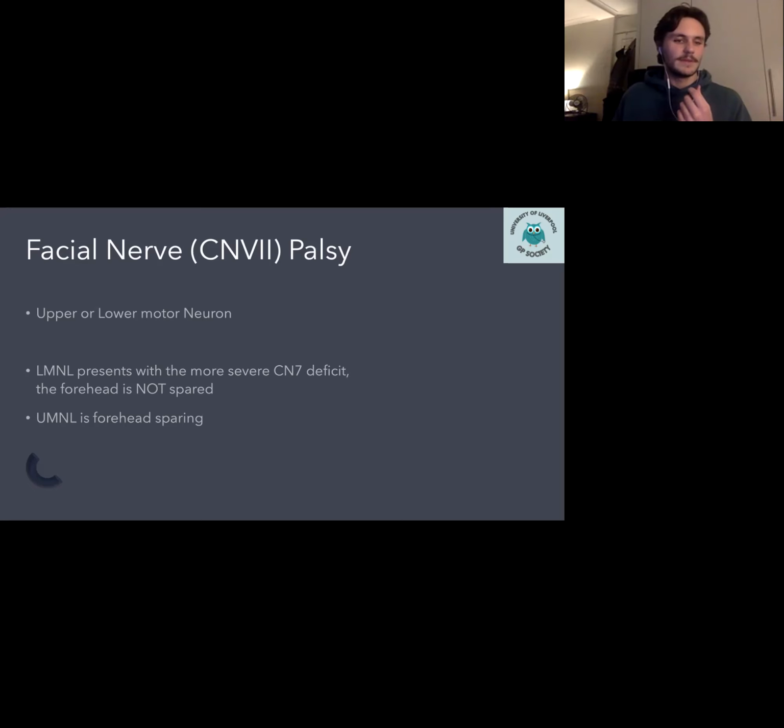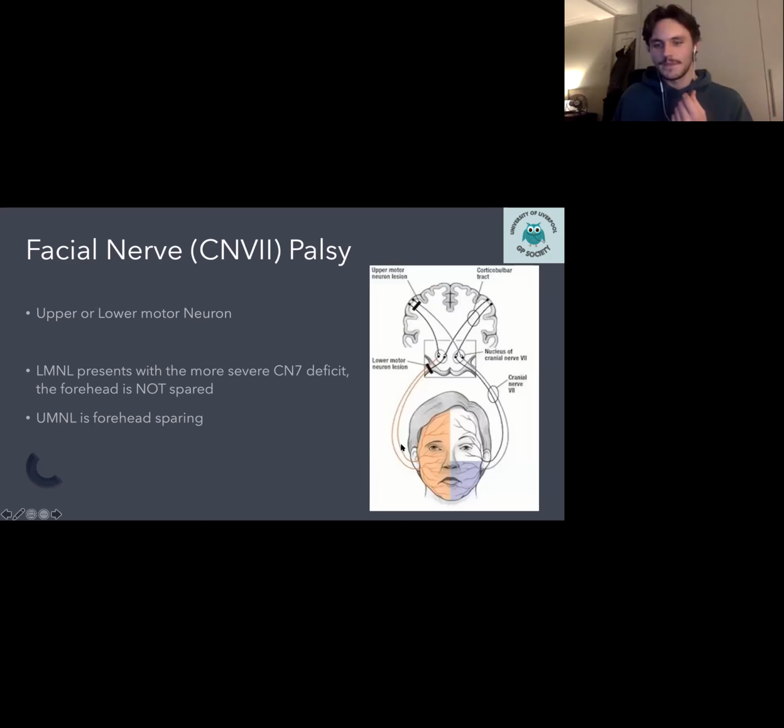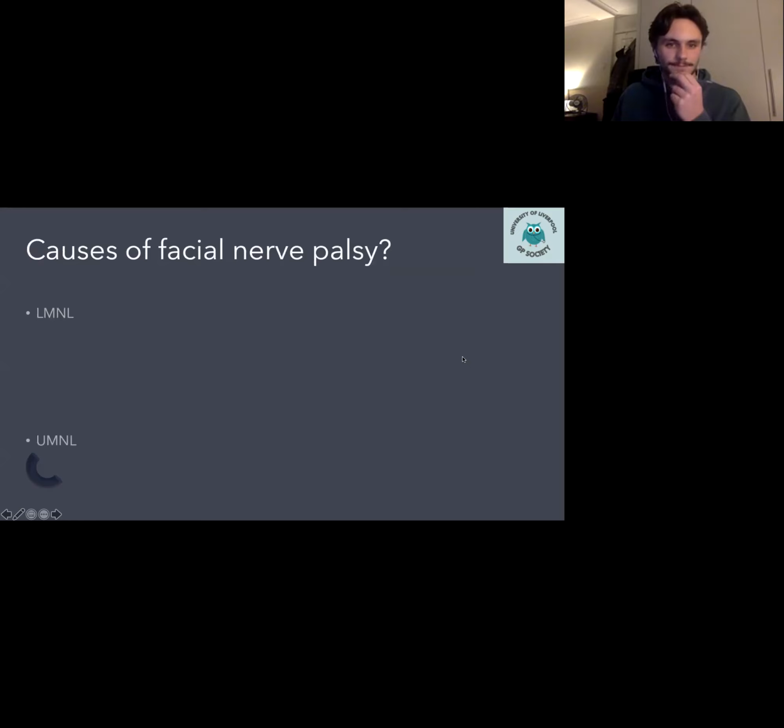And the best way to think about this is to say the phrase, if you're asked why, for whatever reason, that the forehead, the upper face, is represented bicortically. So there is representation on both cortices for the forehead, but not the rest of the face. So if it's an upper lesion, everything gets knocked out on the contralateral side, but the other cortex makes up for it. Cool.